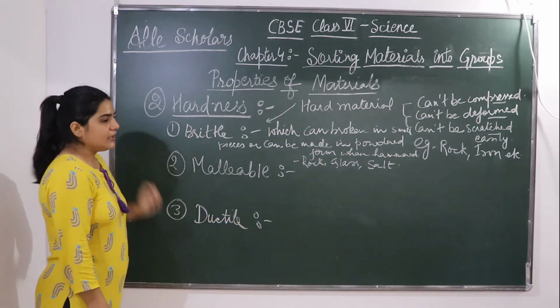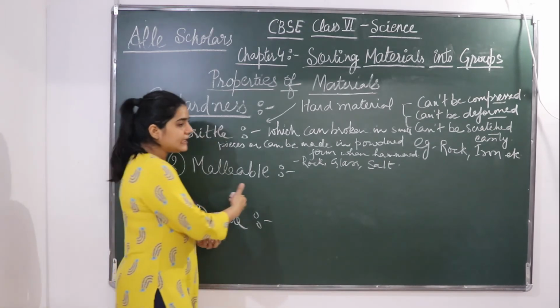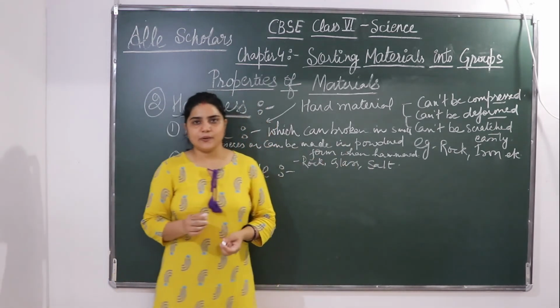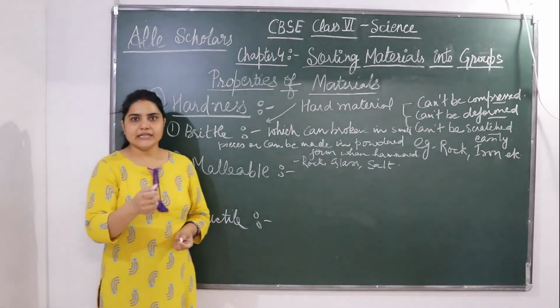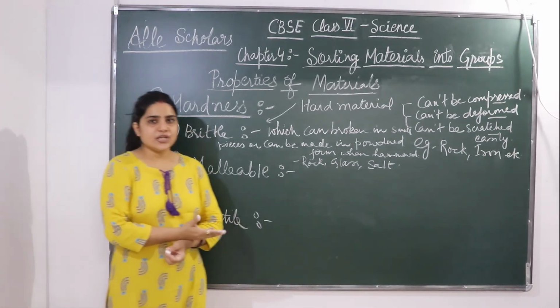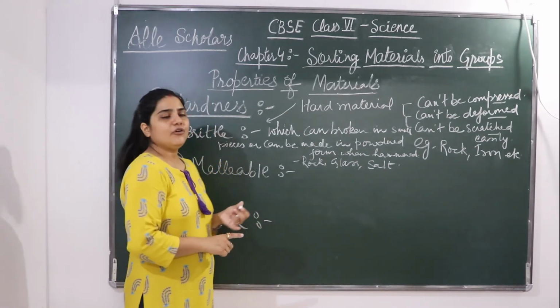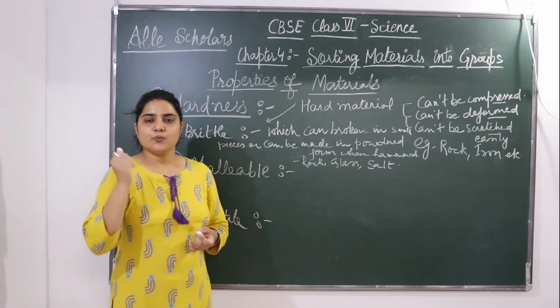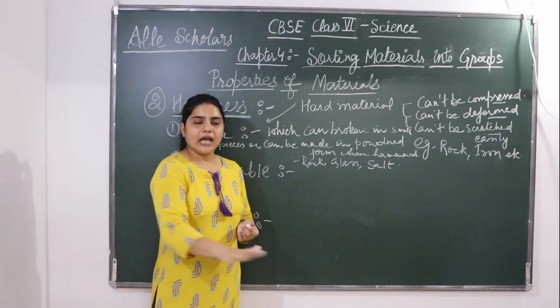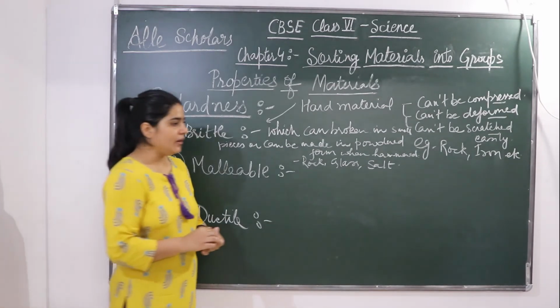Next comes malleable. What is malleable? It means that you can spread it into sheets when beaten. When you beat it, you can make a sheet of it. Have you seen an aluminum sheet? Yes, aluminum is a metal. So examples of malleable are the metals. When you beat a metal, it can be made into sheets. You must have seen aluminum sheets and all.